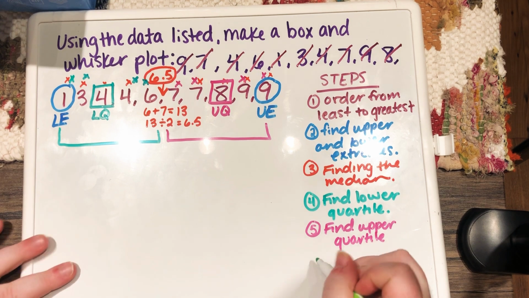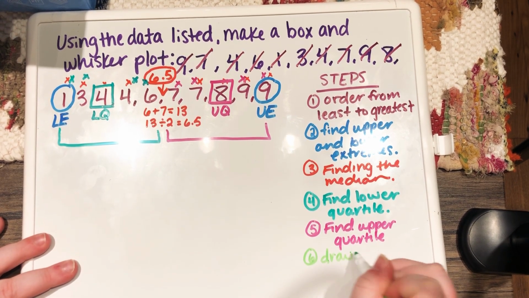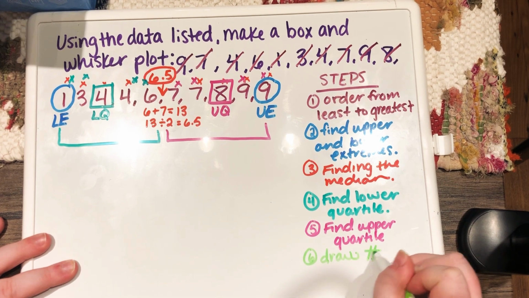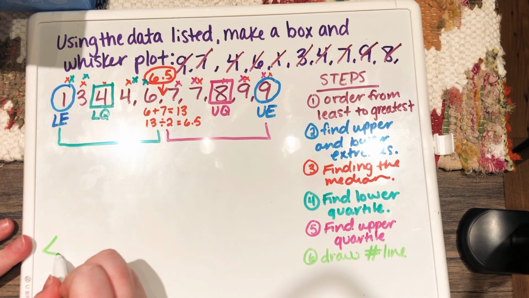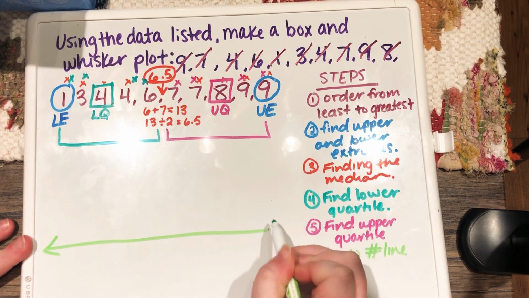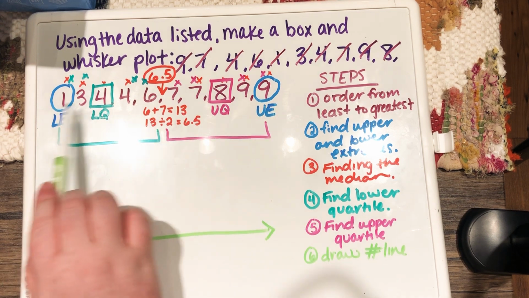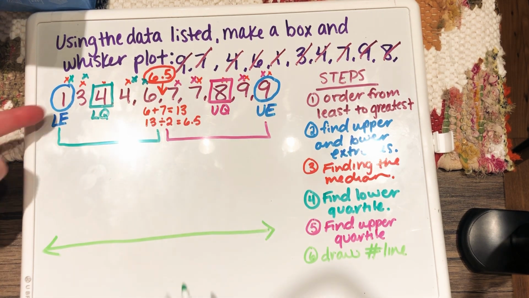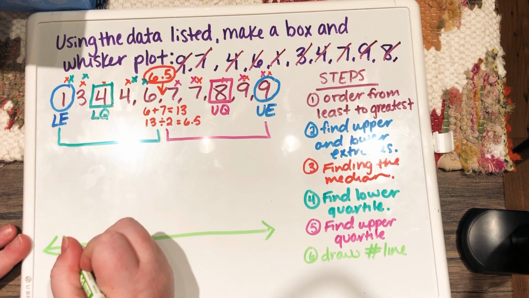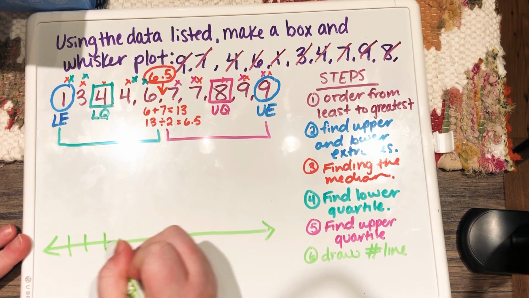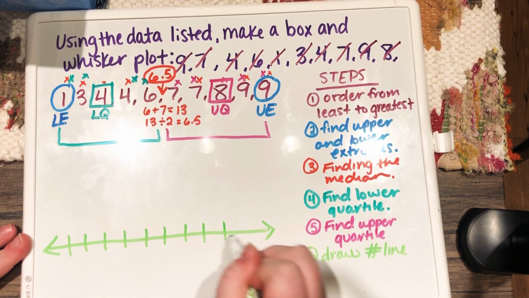So step 6, draw your number line. So I'm going to draw that down here. Now you number your number line based on where the data falls. Here it's pretty simple. We go from 1 to 9. So the easiest thing to do is make our number line 1 to 10. 1, 2, 3, 4, 5, 6, 7, 8, 9, 10.